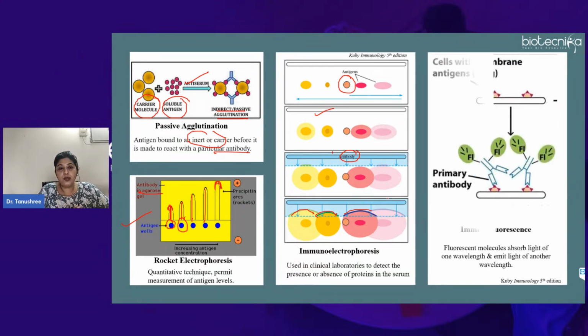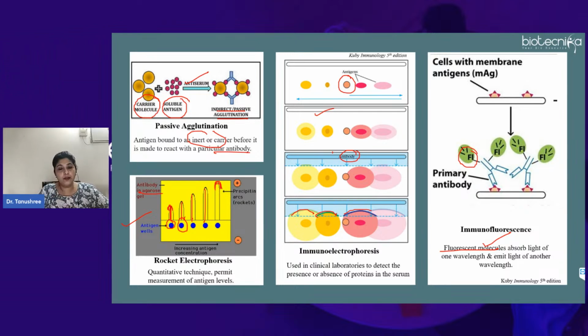And lastly, you have immunofluorescence, where we use an antibody to detect a particular antigen, but that antibody is conjugated with a fluorescent molecule, a fluorochrome. What is a fluorescent molecule or fluorochrome? It is one which, when it absorbs light of a particular wavelength, always emits light of a longer wavelength. And this phenomenon we call fluorescence.